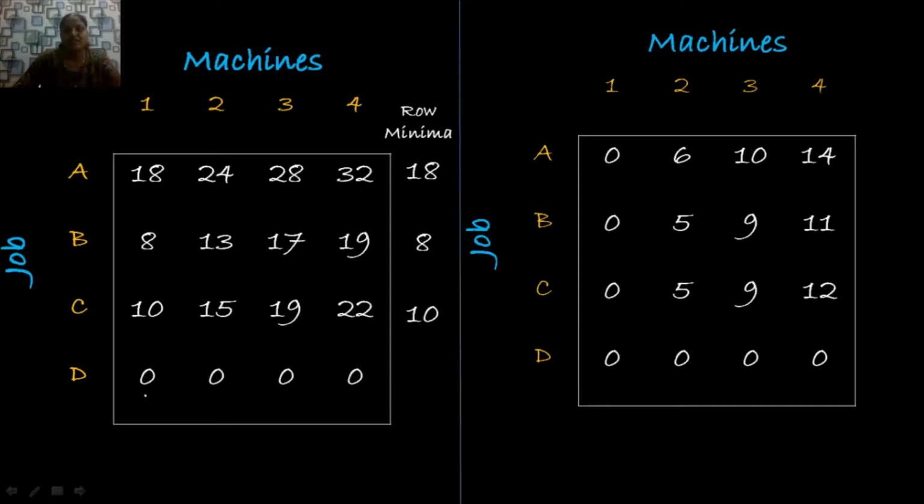The first column has a 0 element, leave it. The second column also has a 0 element, so leave it. And the third and fourth columns also have a 0 element, so leave these. Now the matrix becomes ready for making assignment. So as usual, we give the first assignment for the row which has the minimum number of zeros. Now we are going to make an assignment.